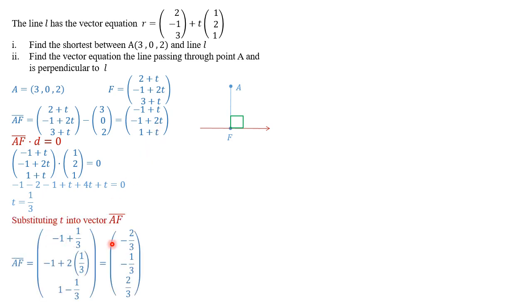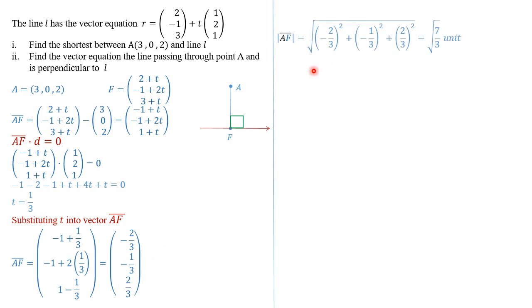By substituting t into AF, this is our AF, so we substitute here. We are going to have minus 2 over 3, minus 1 over 3, and 2 over 3 here as the vector AF. So the distance now from A to F, we are just finding the modulus of AF here. So modulus of AF is going to be the component of x squared plus the component of y squared plus the component of z squared, which is going to give us root 7 over 3 units here. So that's the shortest distance.